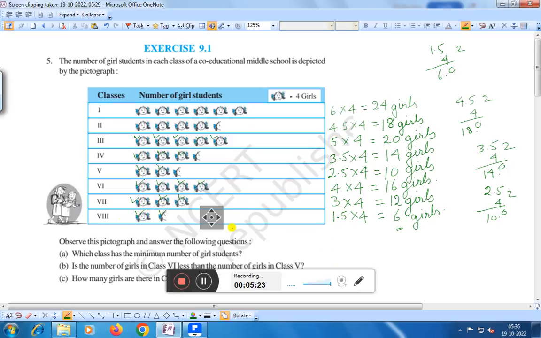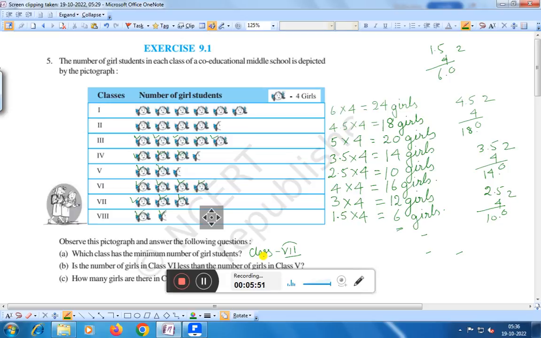Which class has the minimum number of girl students? The minimum number of girl students is in class 8. We can write that it is class 8, and it has only 6 girl students, right?